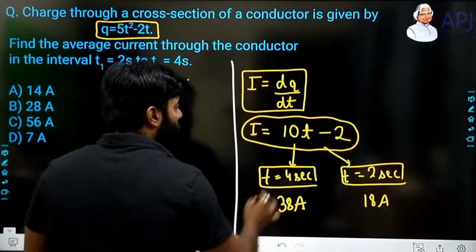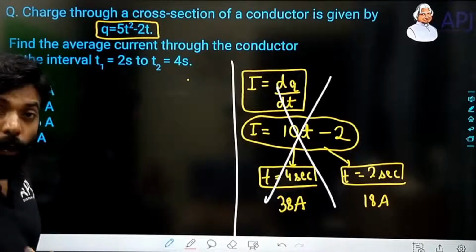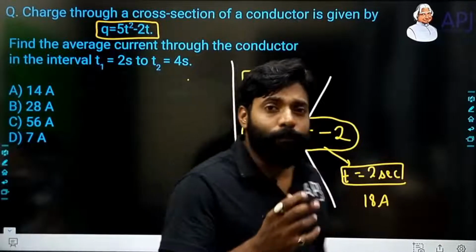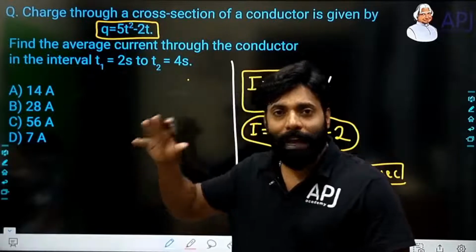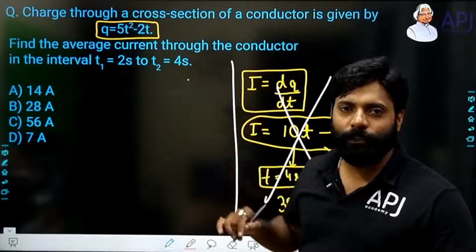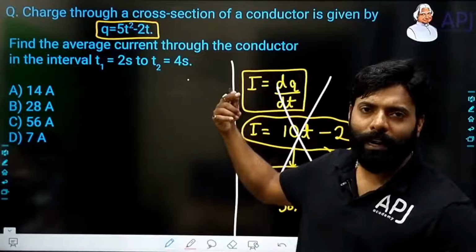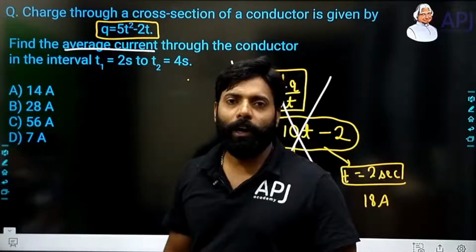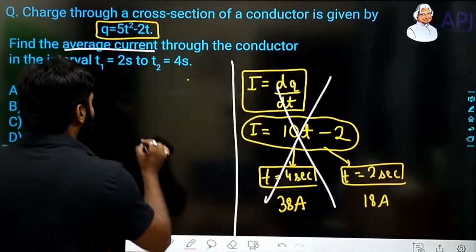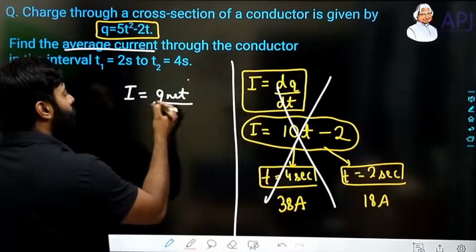Now, how are we going to approach this type of question? We know the concept of average velocity and average speed. What we did in kinematics is that here you do not have to solve it the way you do for the instantaneous case. Here you have to find the average current. So what is more important is that you first find Q net and divide by total time.